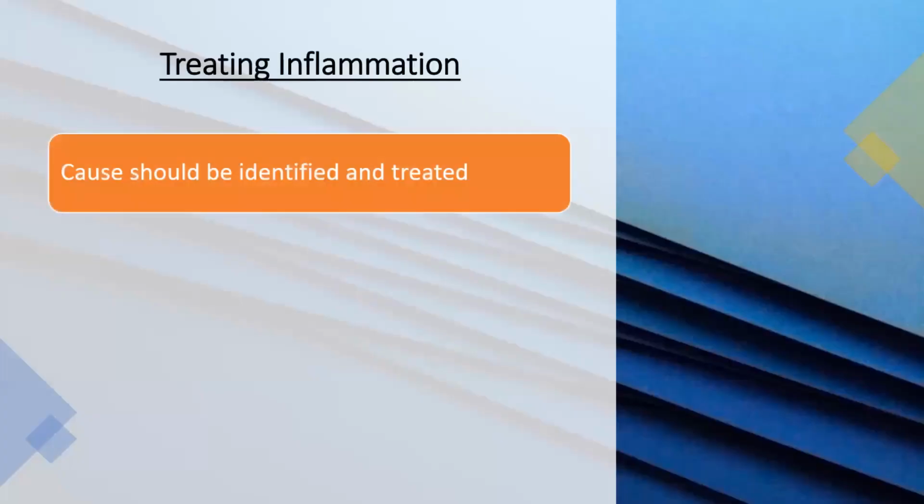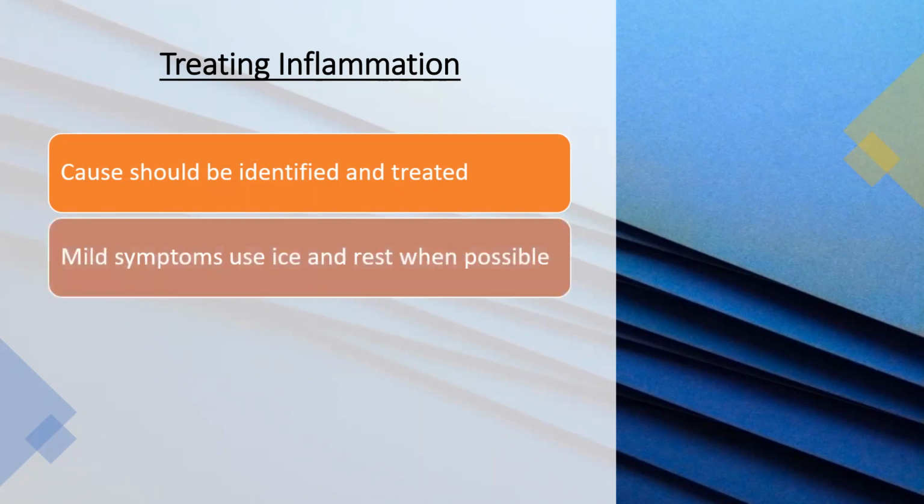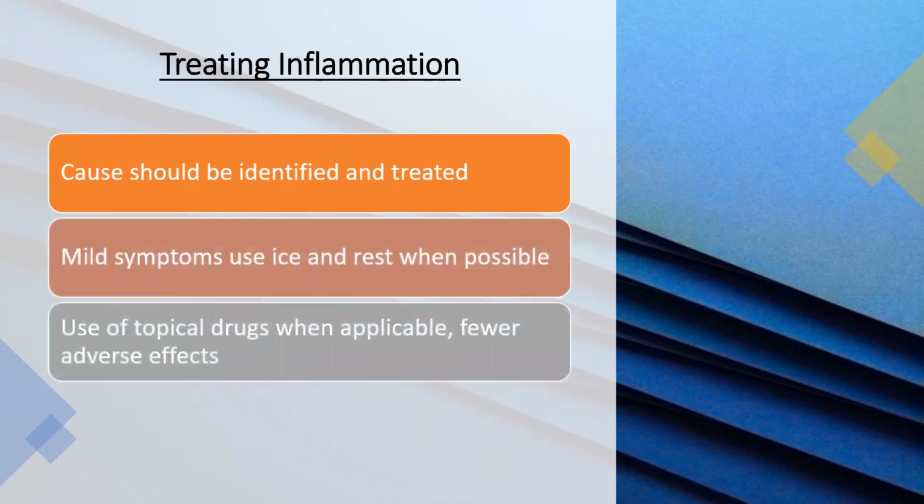Now, how do we treat inflammation? Number one, the cause should be identified, that is, what is the underlying cause of the inflammation. Only then can we treat it. For mild symptoms, we can use ice and rest when possible. Use topical drugs when applicable, with fewer adverse effects, but not too few.